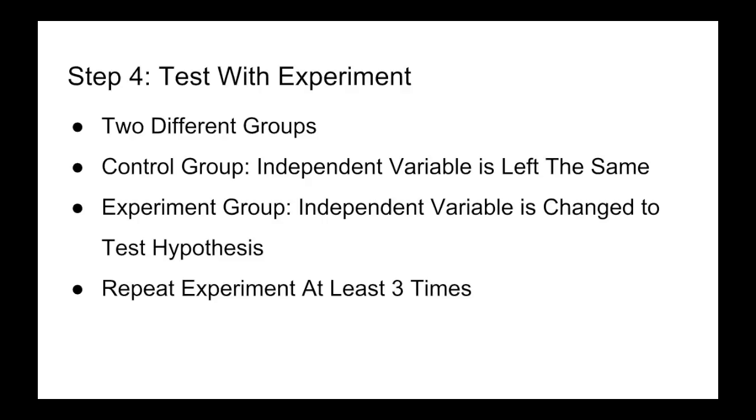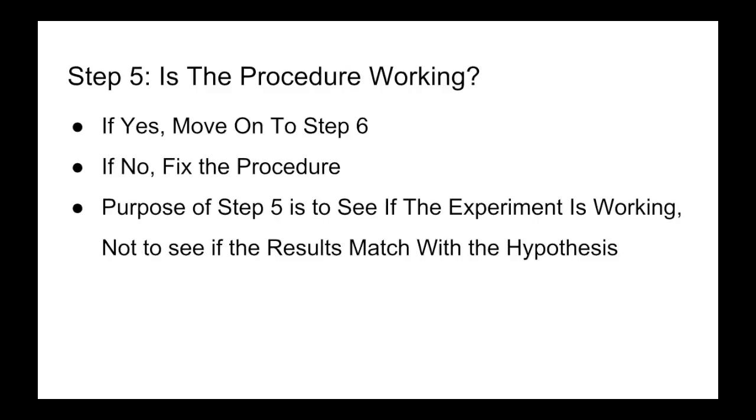To ensure that we're getting accurate, repeatable results, we want to make sure that we do the experiment at least 3 times. The more you do it, the more accurate it will be. The next step is just to check on the previous step. Is the procedure working? If yes, you move on. If not, you need to fix the procedure. This step is to check if the experiment is working, not to see if the results match with the hypothesis.